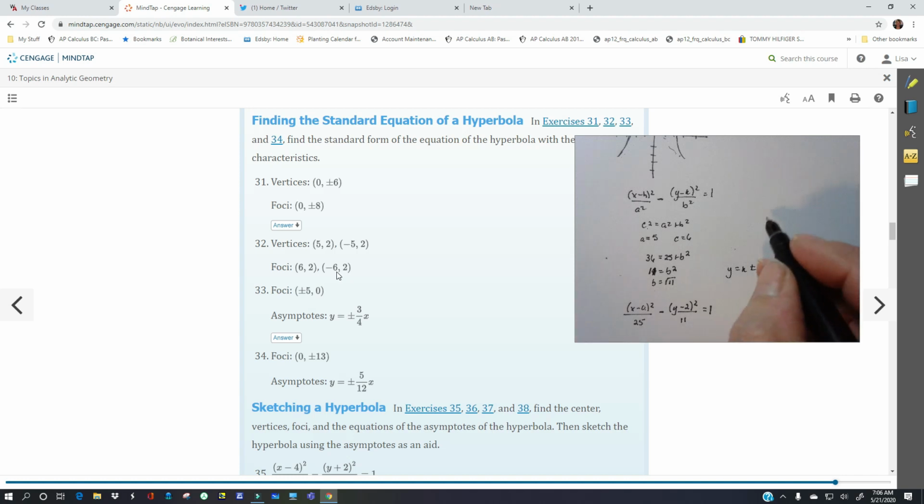So remember that the center was 0, 2. This was the center. So we're going to have y is equal to 2 plus or minus. B was root 11, A is 5, times x minus 0. And cleaning this up, we'd have 2 plus or minus root 11 fifths times x. And that would be it. Those would be the equations of your asymptotes.